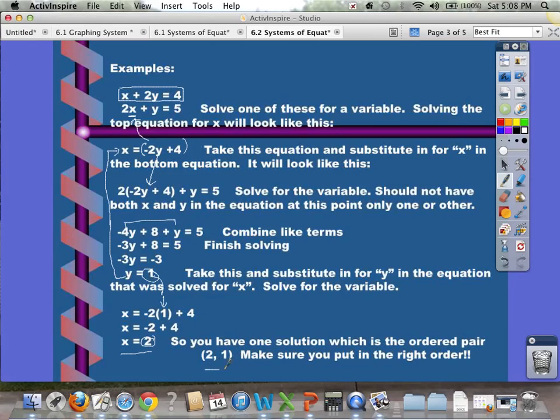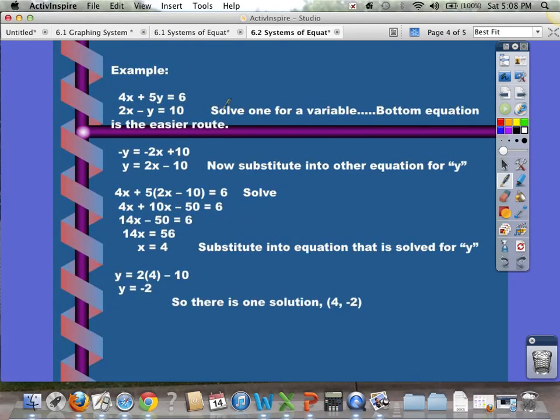So this is my intersection. 2, 1 is the location where it intersects. If I plug them in for x and y in my original equations, 2 for x and 1 for y will make both of those statements true. Okay, if I was to graph them, this would be my intersection too. All right, so it looks like a lot of steps, but sometimes it can go pretty fast.